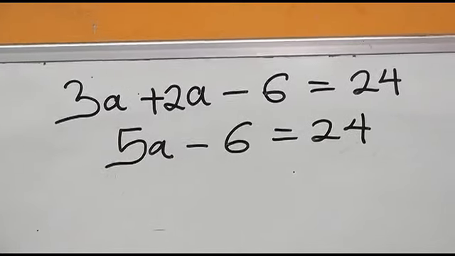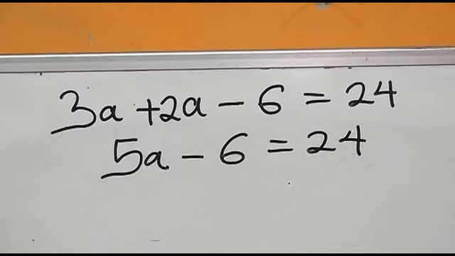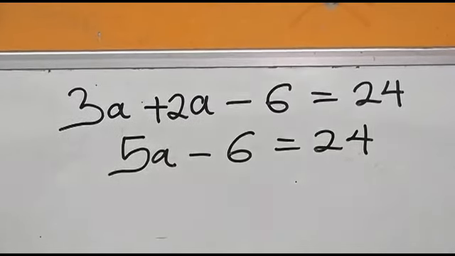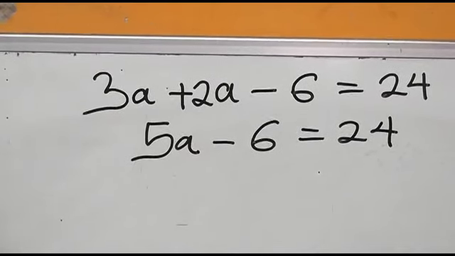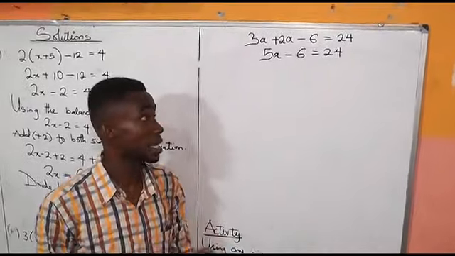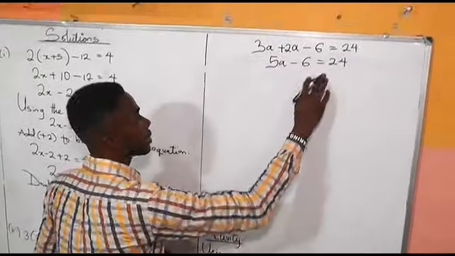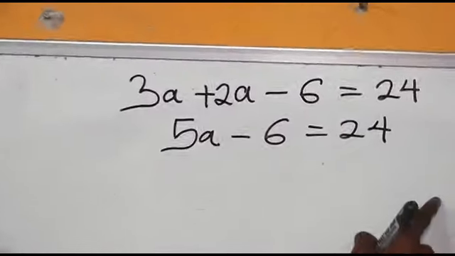We are now to decide which method to use. Remember, we have the balancing method and the collection of like terms method. But for our first example, I used the balancing method. This very part, I'm going to use the collection of like terms method. So in that case, what I have here, I have 5a minus 6 is equal to 24.